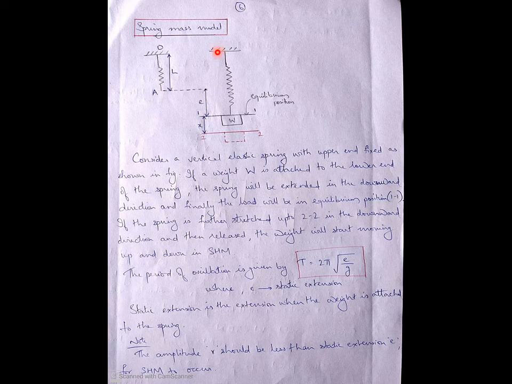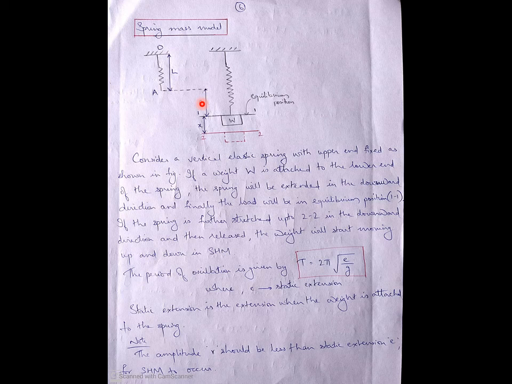So here in this figure, we can see that after a weight is attached, finally it will reach an equilibrium position. Let that position be represented by 1, 1. And from this point to this point, let it be represented by the letter E, where E is the extension, or better to say, the static extension.